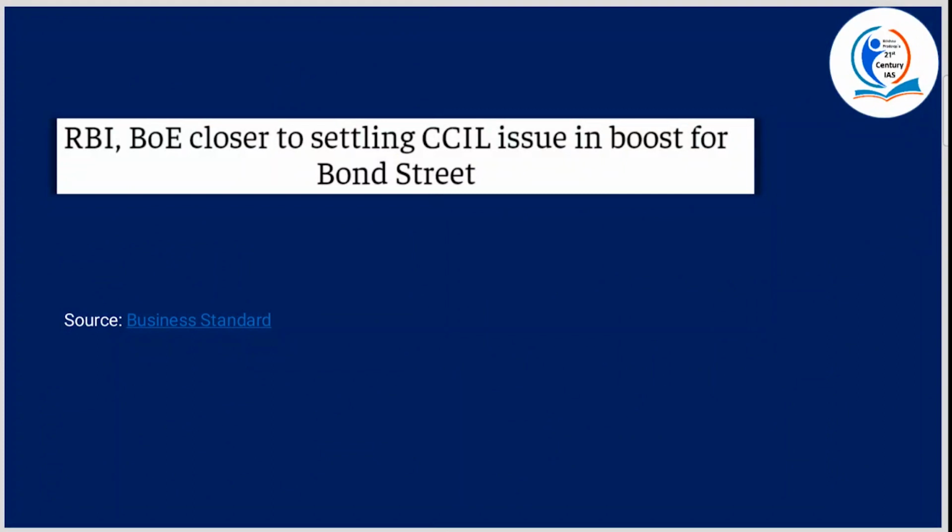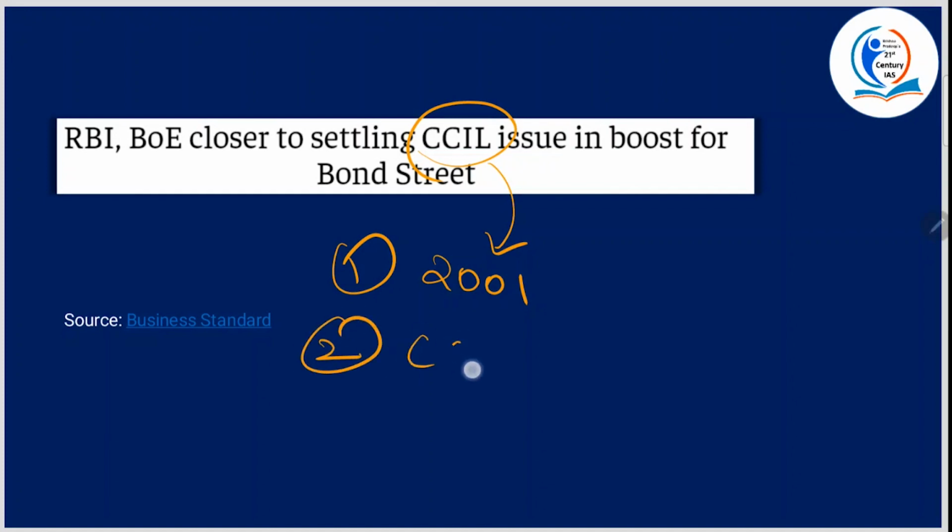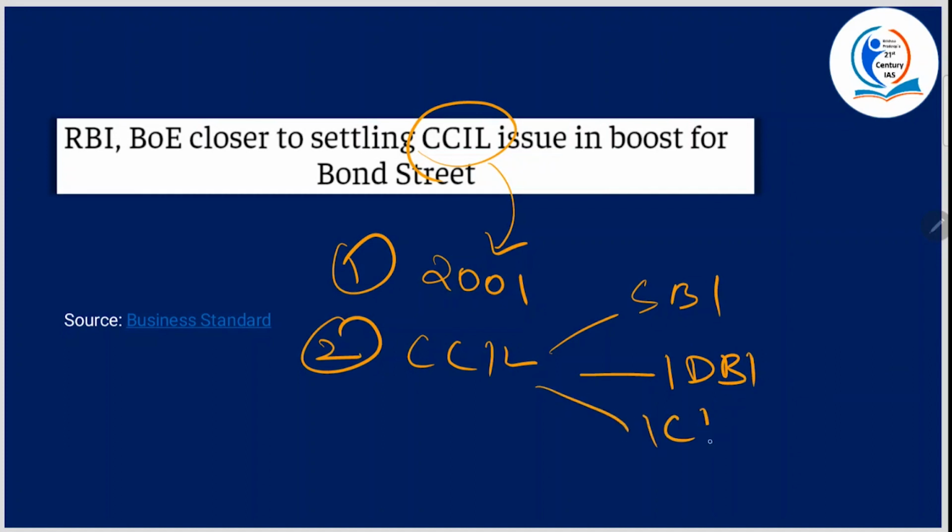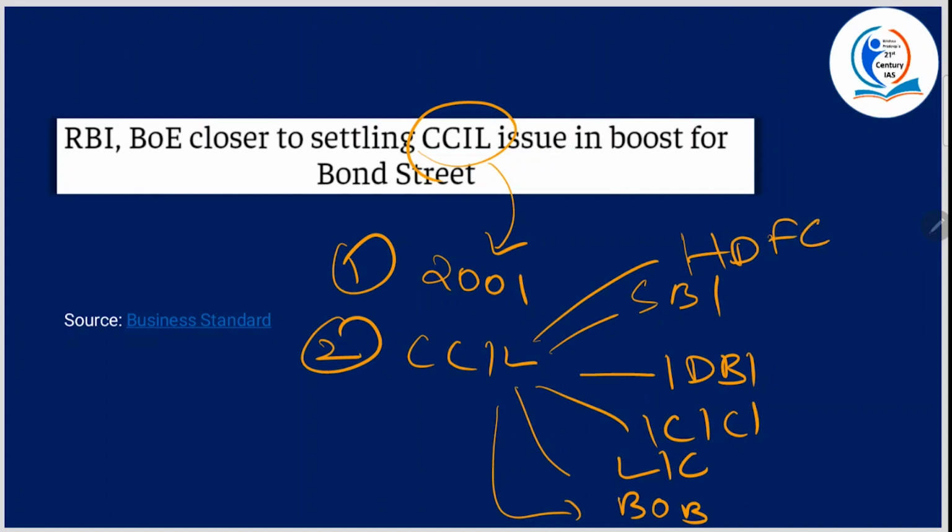Now, RBI, BOE closer to settling CCIL issue in boost for bond street. Now what CCIL is, is important for prelims. It is Clearing Corporation of India Limited. It was set up in the year 2001 to provide guaranteed clearing and settlement functions for transactions in money, government securities, foreign exchange and derivative markets. Now, another point is there are 6 core promoters for CCIL, and they are State Bank of India, IDBI Bank Limited, ICICI Bank, Life Insurance Corporation of India, Bank of Baroda, and the sixth one is HDFC Bank.